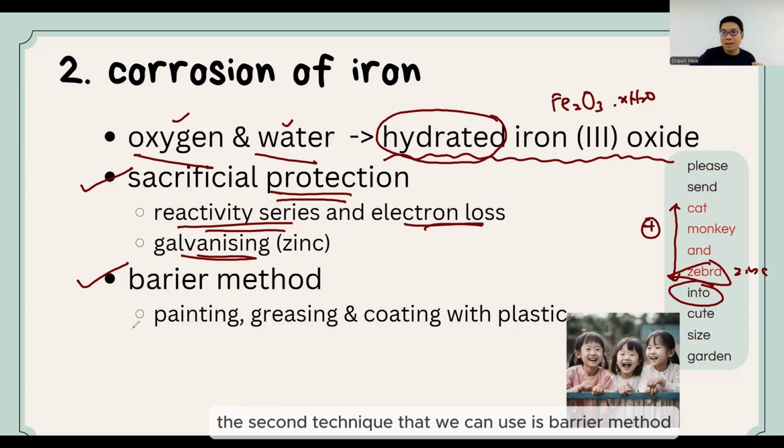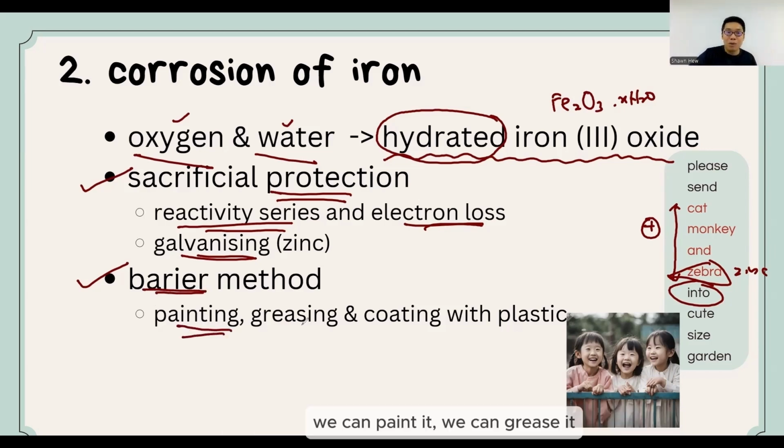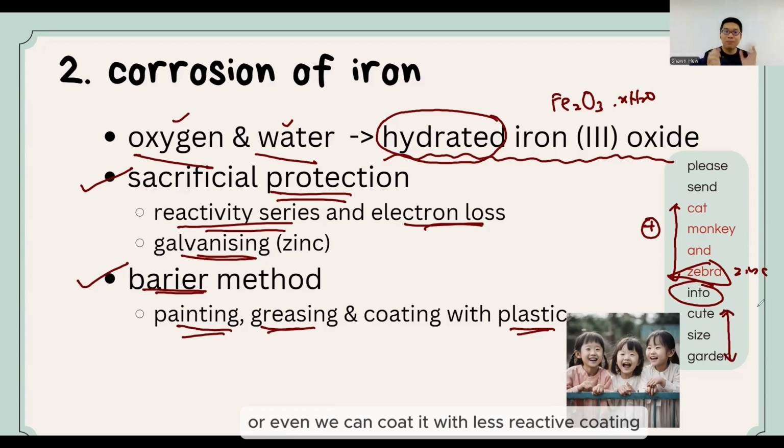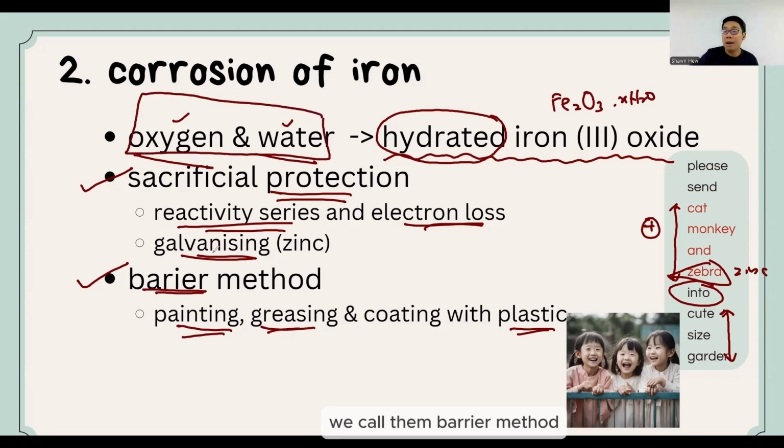The second technique that we can use is the barrier method. We can paint it, we can grease it, we can coat it with plastic, or even coat it with a less reactive coating. Anything that can prevent iron from contact with oxygen and water, we call the barrier method.